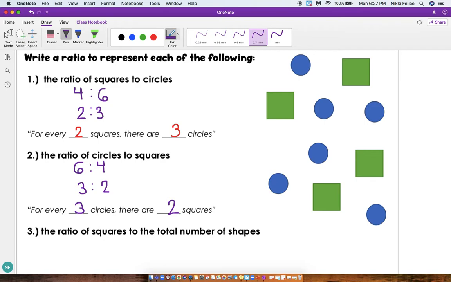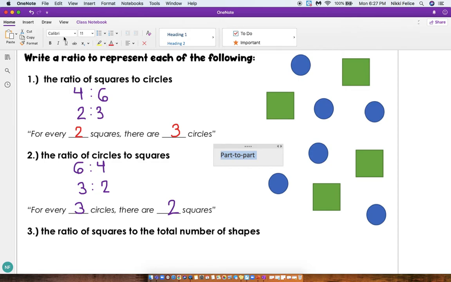Now, both of these ratios are considered part-to-part ratios, because we were comparing the two different parts of this picture. We were comparing the circles to the squares, one part of the picture to the other part. So this is a part-to-part ratio.